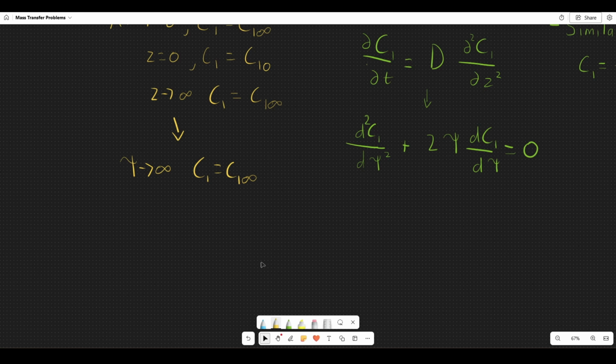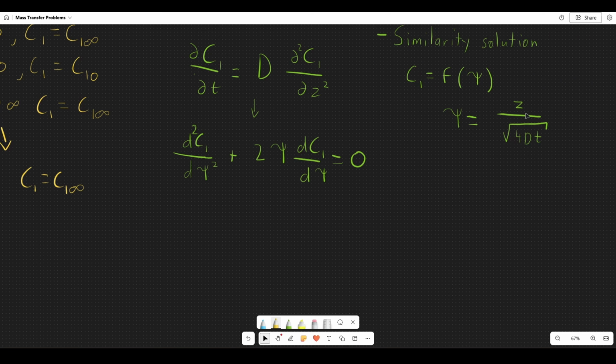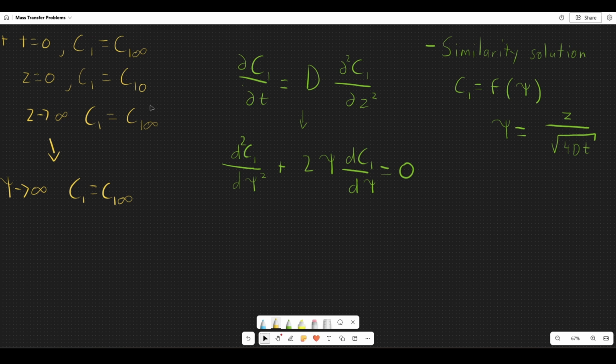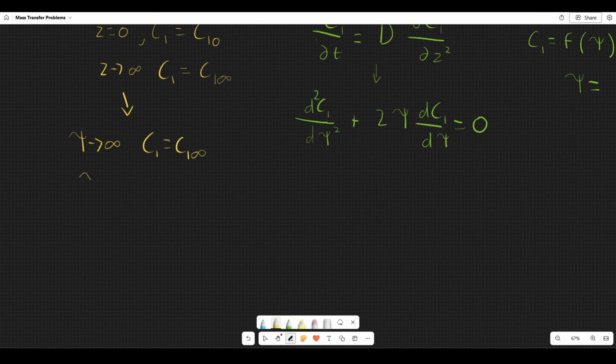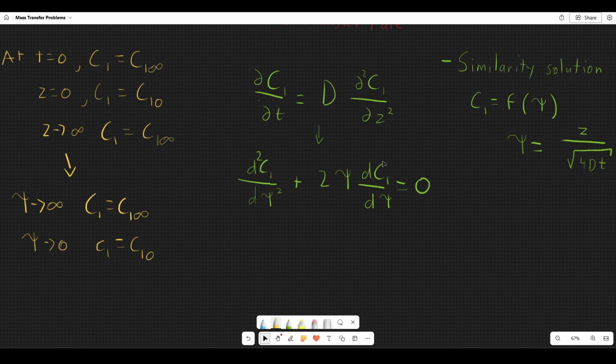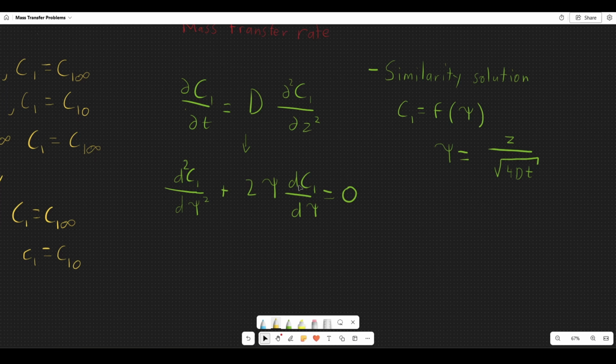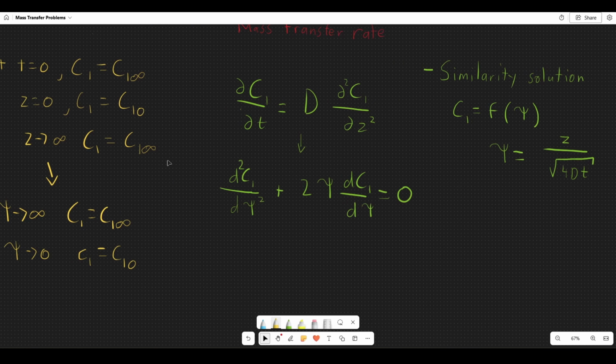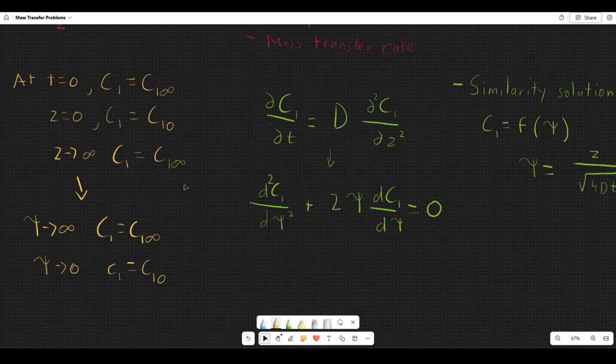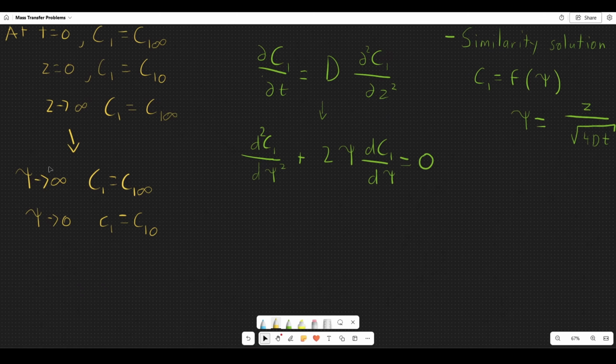So let's do the same thing for z equals 0. If we do z equals 0, psi goes to 0. That means at psi equals 0, c1 is c1 naught. And we can also do the same thing for this last one: if z goes to infinity, psi goes to infinity, and psi going to infinity means c1 equals c1 infinity. So this last boundary condition is kind of repetitive in that sense, since it doesn't give us new information. So these are our two boundary conditions now, psi going to infinity and psi going to 0.